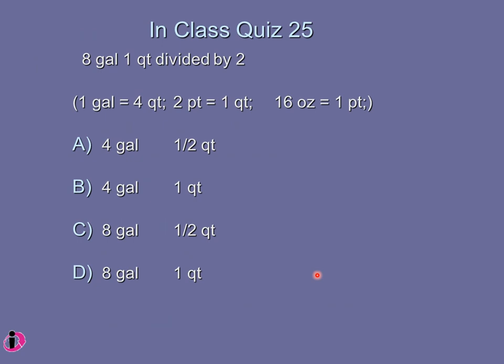Let's look at some example. Let's say you want to divide this: 8 gallon, 1 quart. Now 8 gallon is easy because you start from 8 gallon, right? If you divide 8 gallon by 2, you get what? 4 gallon. Very simple. So no remainder. You are safe. But when you divide the 1 quart, you cannot divide it by 2, right?